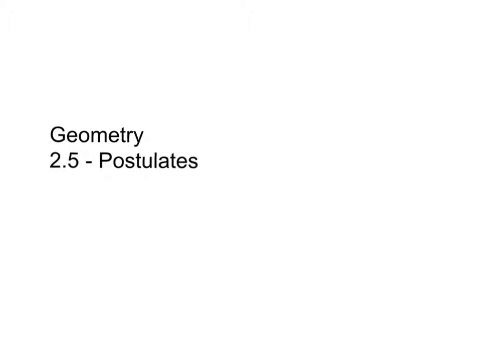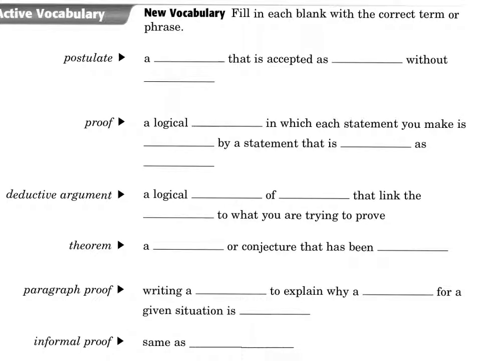We're going to do 2.5, which is about postulates, so we are going to start our proof section. We're going to just go over the basics of what everything is. First, let's start with some vocab. A postulate is a statement that is accepted as true without proof. So it's one of those things we don't need to do anything to prove. It's just always true.